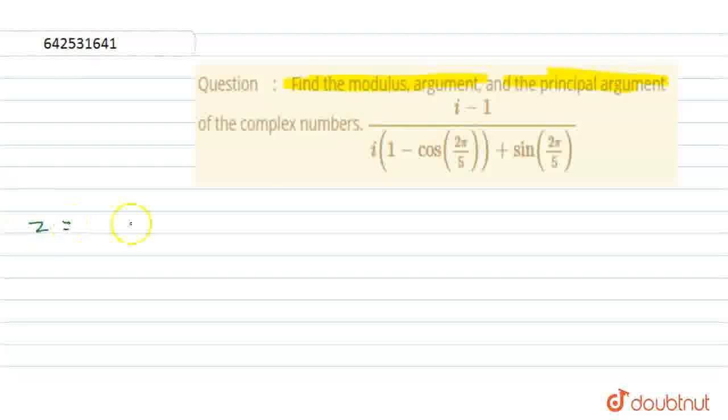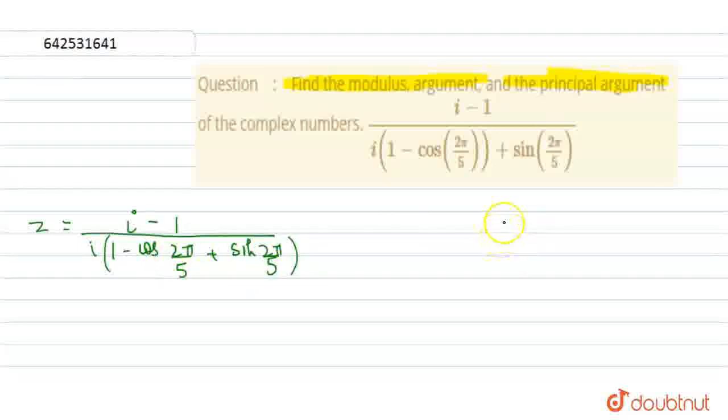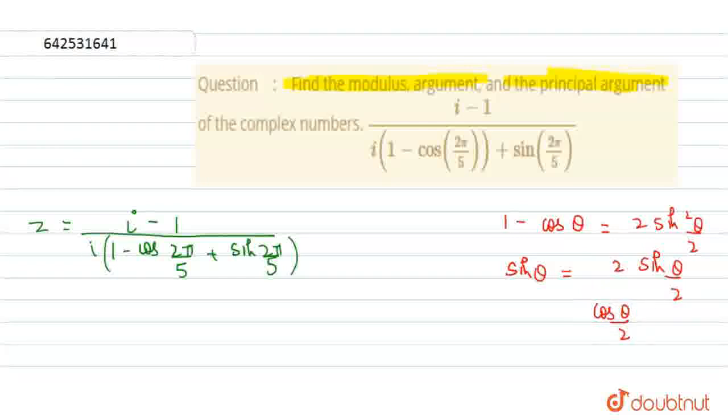The complex number is given as z equals iota minus 1 upon iota into 1 minus cos 2 pi by 5 plus sin 2 pi by 5. It is given in the question. We know that 1 minus cos theta equals 2 sin square theta by 2, and sin theta is equal to 2 sin theta by 2 cos theta by 2. So we have to put the values in that equation.